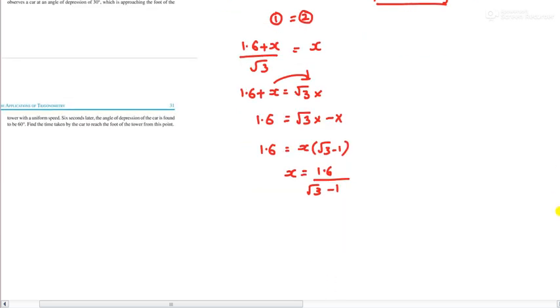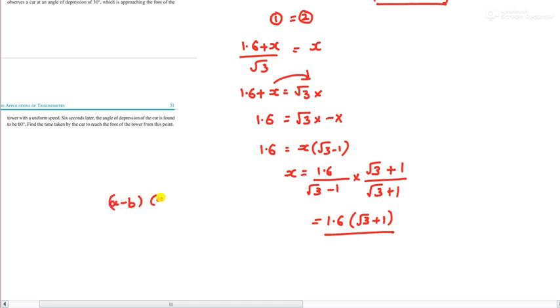Whenever you have a root in the denominator, you should do rationalization. So I will do it. This is root 3 plus 1 divided by root 3 plus 1. So I'll get 1.6 into root 3 plus 1 divided by, in the denominator, it is in the form of a minus b into a plus b. So we'll get a square minus b square. Here root 3 square minus 1 square, which is equal to 3 minus 1, and that is 2. So I'll write 2 here directly.